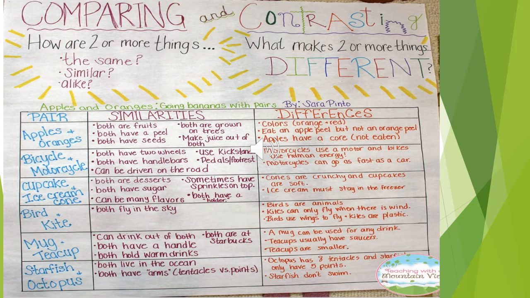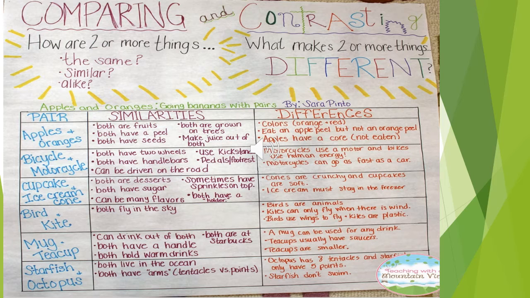Girls, let's compare and contrast. Let me give you some examples to compare and contrast. Comparing is how are those two things or more than two things similar, and contrasting is how can they be different, what makes two or more things different. So let me give you an interesting example. For example, we have pairs like apples and oranges.